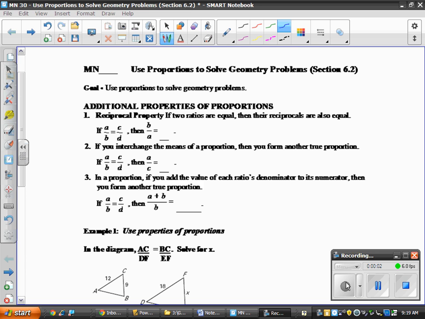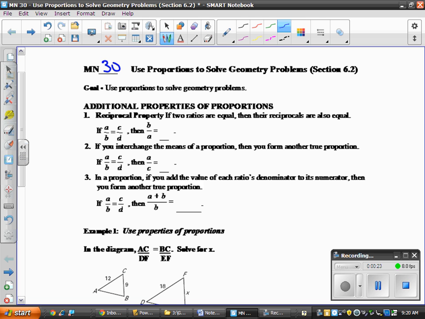Welcome, ladies and gentlemen, to your MN30 notes, where we're going to use proportions to solve geometry problems. This is connected to your section 6.2 in your textbook. And before we get started, we're going to talk a little bit about some proportional properties. That's really hard to say, proportional properties.